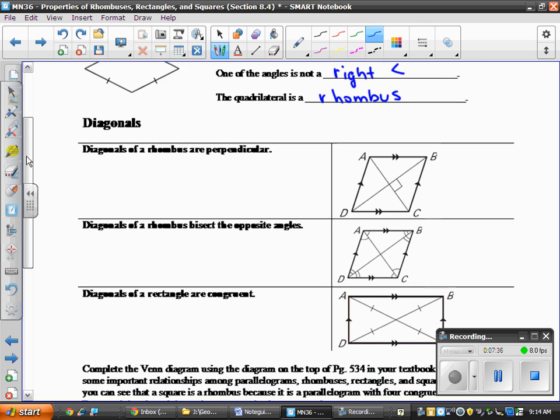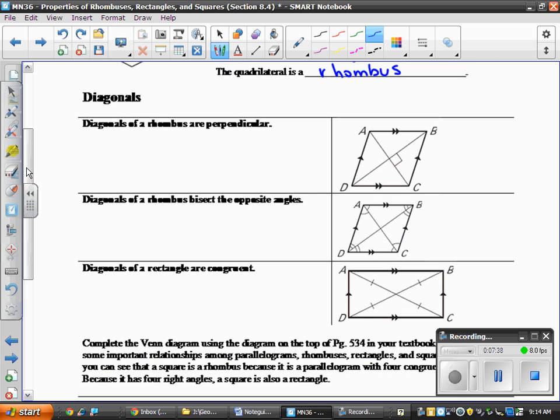Now, this diagonal chart, I've got to tell you, folks, is the most important thing on this note. I mean, it's all important, but this one is the most non-intuitive, the stuff that people forget. So this is something you're going to reference. It says diagonals of a rhombus are perpendicular. Okay, so it's a statement. It's saying if you have a diagonal from A to C, and a diagonal from D to B, those meet at a 90-degree angle.